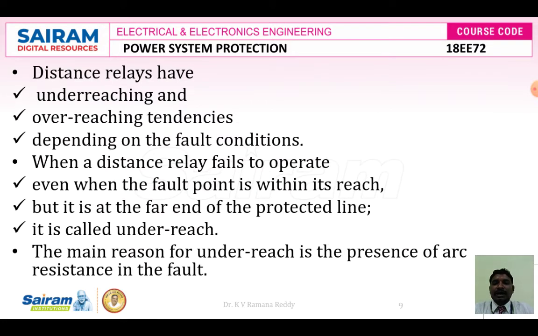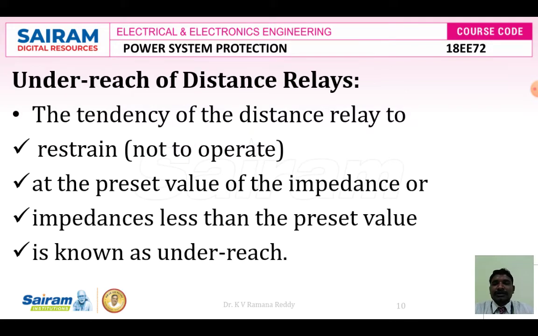Distance relays have underreaching and overreaching tendencies depending upon the fault conditions, and especially the effect of arc resistance. When a distance relay fails to operate even when the fault point is within its reach, but it is at the far end of the protected line, it is called underreach. The main reason for underreach is the presence of arc resistance within the fault. So now we are going to discuss underreach of distance relays.